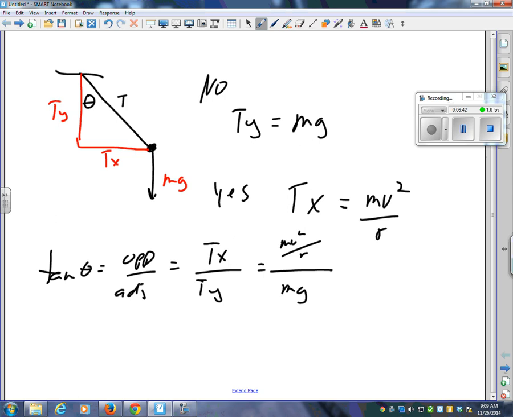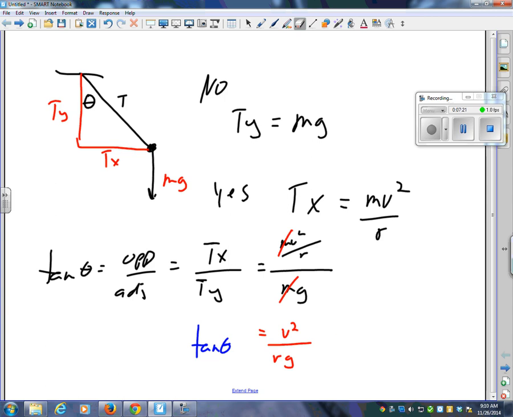Do some fancy algebra, what happens? Mass of pig does not matter. And what do you get? I wrote the m, didn't I? You get v squared over rg, right? Note that would be like brackets around rg there at the bottom. Is equal to, let's write it over here. Tan theta is equal to v squared over rg.